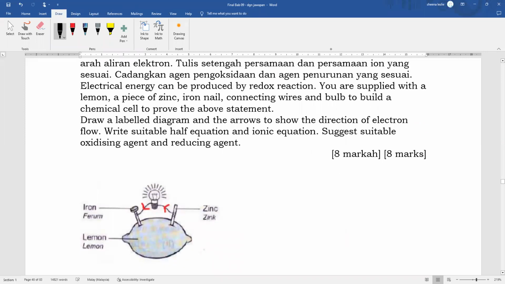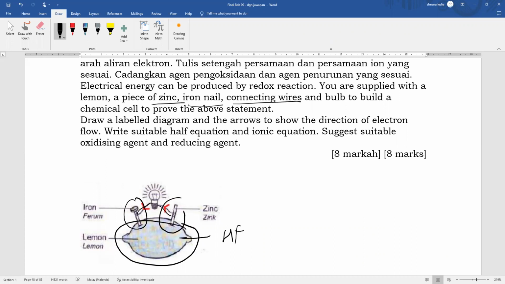You can use anything: lemon, potato, tomato, you name it. Because they say iron and zinc, you put 1 iron and 1 zinc here. The connecting wires are here, and then the bulb. And that's it, you already have a chemical cell here, because in lemon there are hydrogen ions. Then they ask you to draw a labelled diagram.